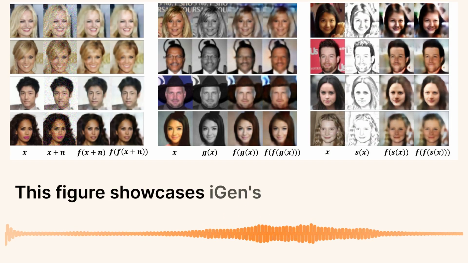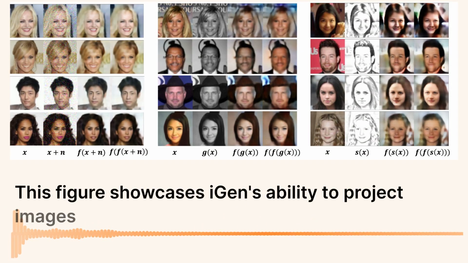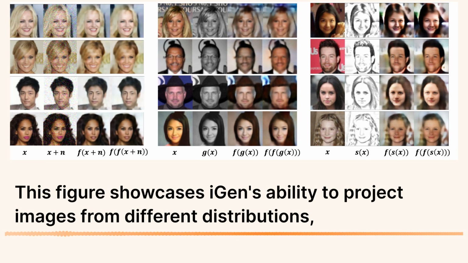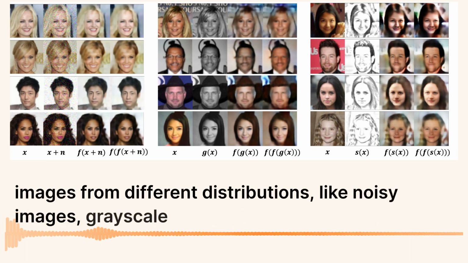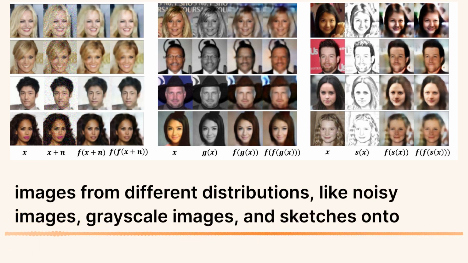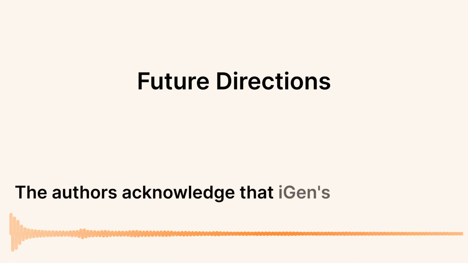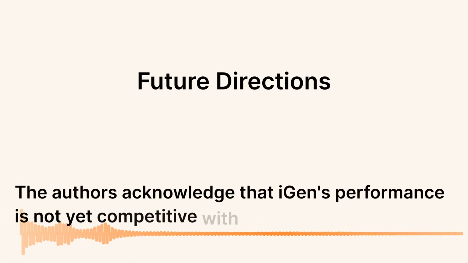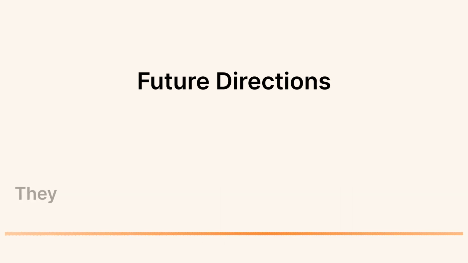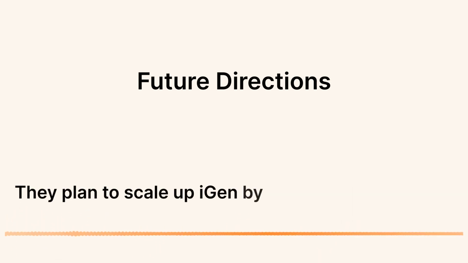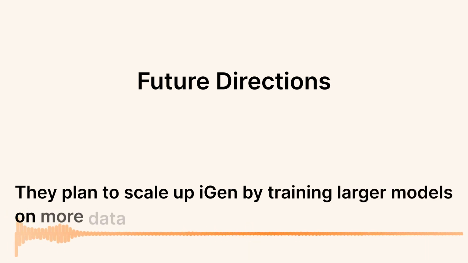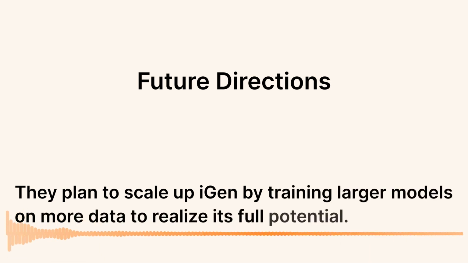This figure showcases IGN's ability to project images from different distributions, like noisy images, grayscale images, and sketches, onto the manifold of real images. The authors acknowledge that IGN's performance is not yet competitive with state-of-the-art models. They plan to scale up IGN by training larger models on more data to realize its full potential.